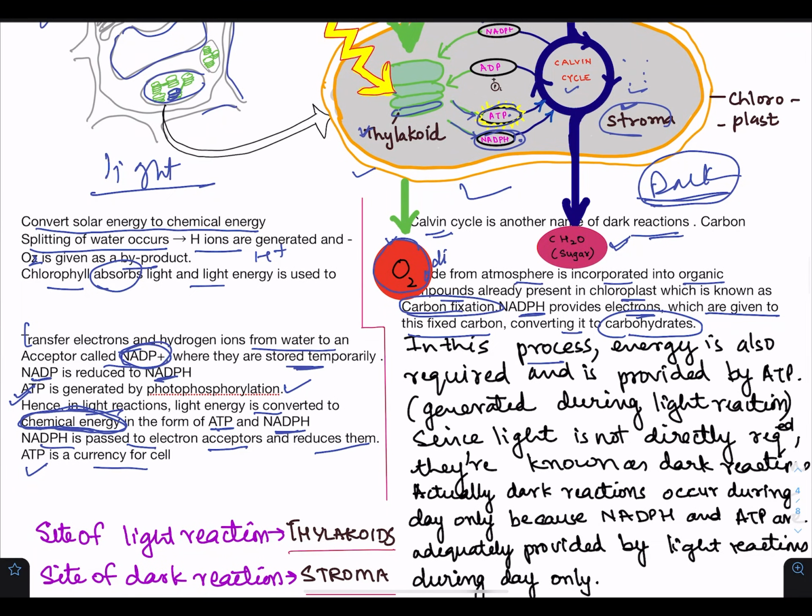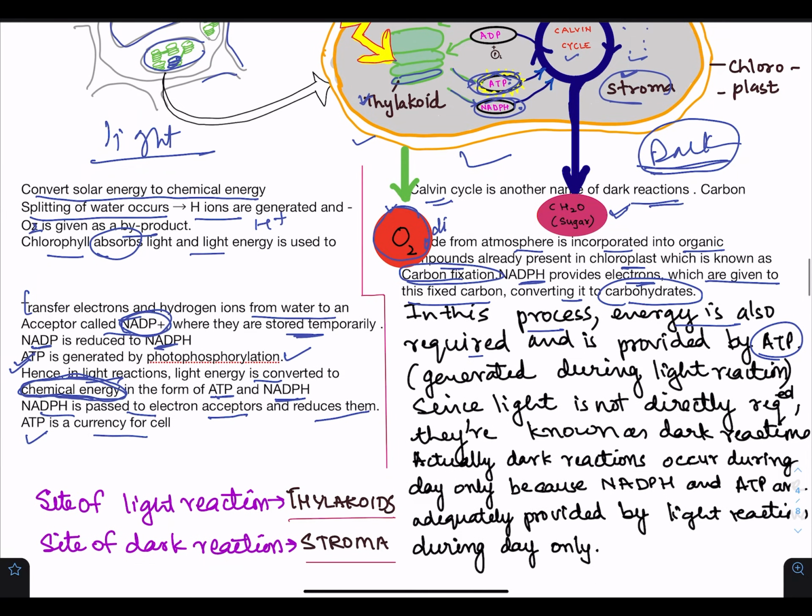In this process, energy is also required and is provided by ATP. Which ATP? Which was produced in the light reaction. It is generated during light reaction. Since light is not directly required, they are known as dark reactions. They are not occurring in the dark or night, not usually. Actually, dark reactions occur during day only, or at least mostly, because NADPH and ATP are adequately provided by light reactions, and light reactions occur only during daytime.